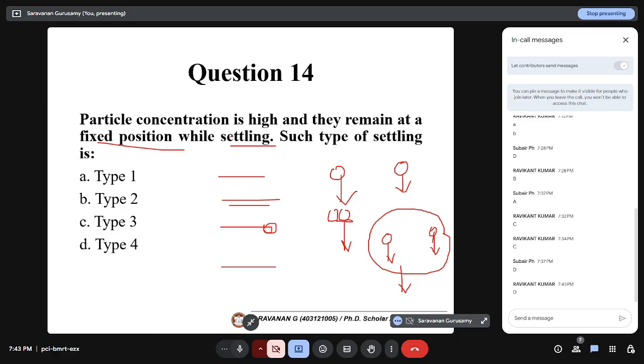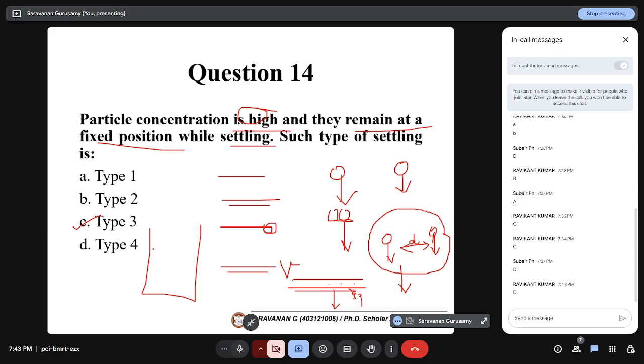So the question is, at high concentration they remain in a fixed position, that is the distance is always the same, but they settle. That is hindered settling. Type 3 is correct. Don't confuse with the high concentration. In type 4, very high concentration, all are settled, there is no settling velocity, but due to the weight of the above particles, the below particles will settle. That small velocity will be the settling velocity.